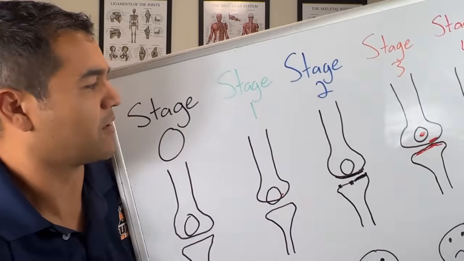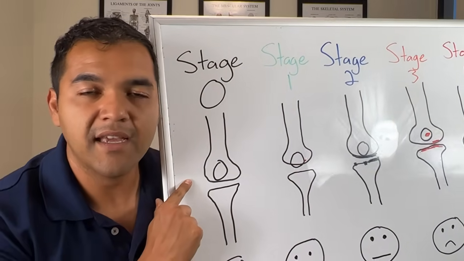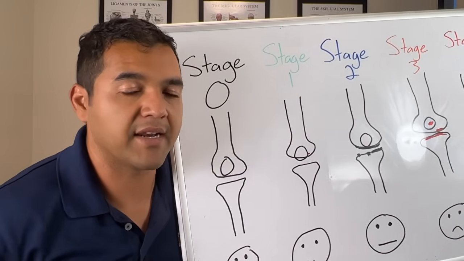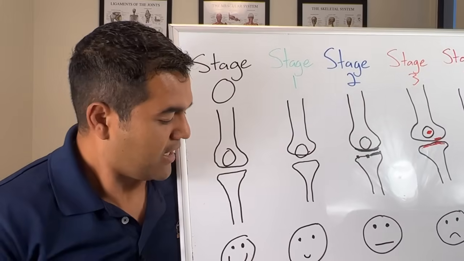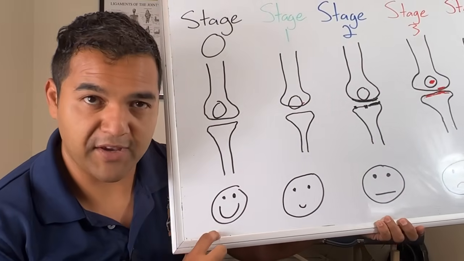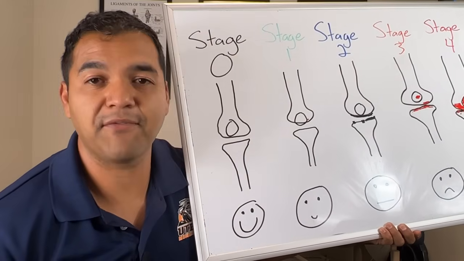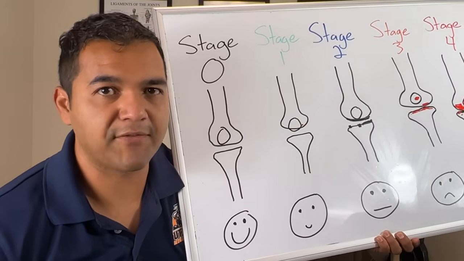Stage 0. So in stage 0, that's a healthy knee. That's what we would call pre-arthritic, or you don't have any arthritis, you feel good. This is probably where you are if you're in your younger years. And if you don't have any issues, you have a happy face with your knees. If somebody asks you how your knees feel, you would respond, I feel fantastic. I don't have any problems. I can do whatever I want, and I feel fantastic.